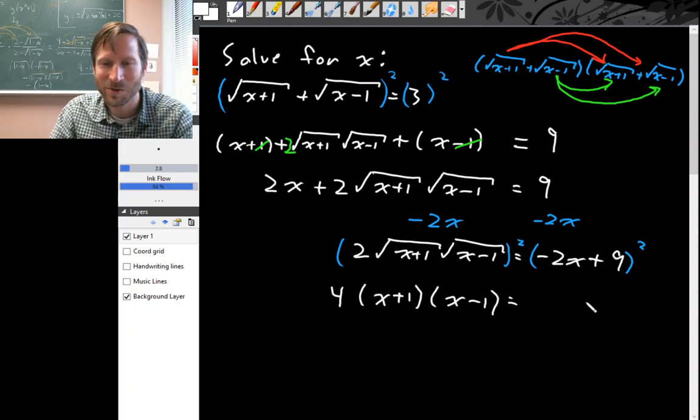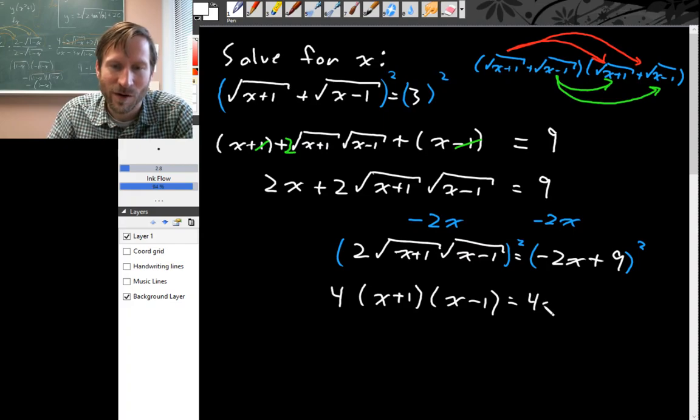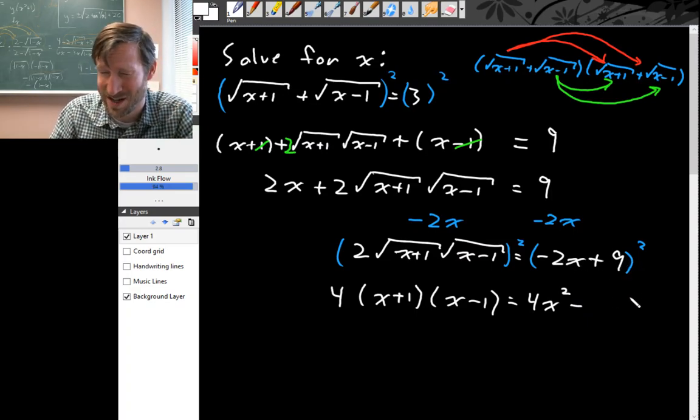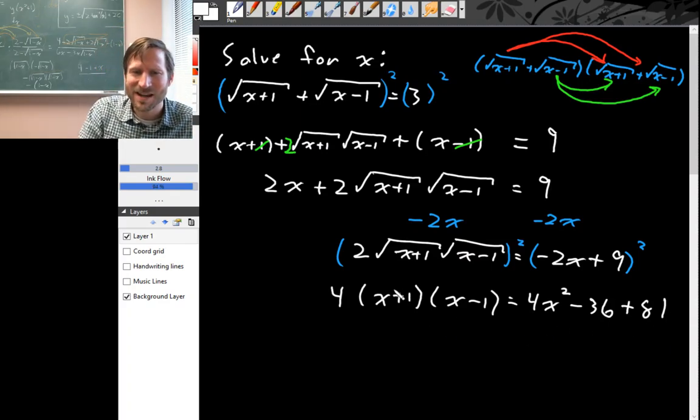Now on the right-hand side, when we square, we get 4x squared minus 2 times 9 is 18, times 2 is 36x, plus 81. And let's see, what kind of equation is this? On the right-hand side, that's quadratic. The left-hand side, once we multiply this out, is going to be quadratic as well. So this equation is a quadratic equation, and we know how to solve quadratic equations. Multiply everything out, combine like terms, and then factor if you can, or use the quadratic formula.